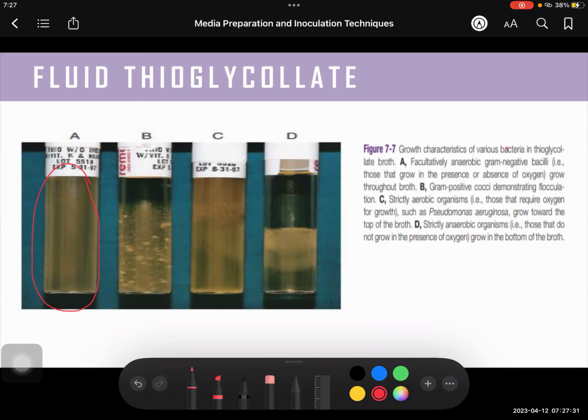Okay, so for letter B, may flocculation. The one here is my flocculation. As you can see, yung mga parang nag-clump, so that is referred to as flocculation.